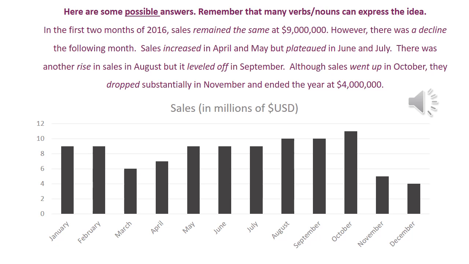Sales increased in April and May, but plateaued in June and July. There was another rise in sales in August, but it leveled off in September. Although sales went up in October, they dropped substantially in November and ended the year at $4 million.